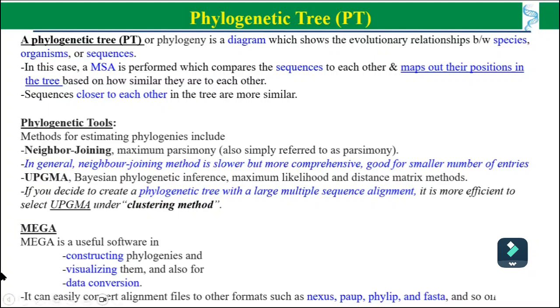So MEGA is a useful software for constructing phylogenies, visualizing those, and also for data conversion. It's not a very simple tool only for visualization, letting you know these are the partners of your protein. It can do much more than what you think you can use it for. It can also easily convert alignment files to other formats.